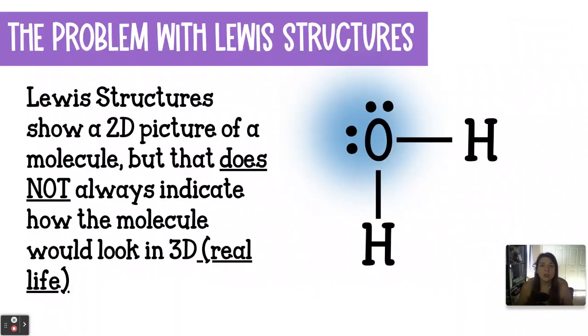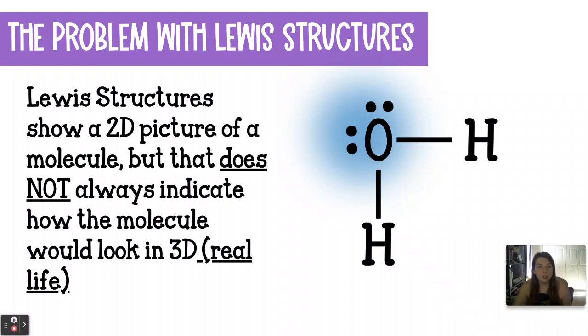So when we look at Lewis structures, we know that a 2D picture of a molecule does not indicate the way a molecule would look in 3D. So if you took a picture of yourself, your photograph would be flat, but we know that that's not really what you look like in real life. You ever take a picture of yourself and you don't like it? That's probably because one is 2D and you exist in 3 dimensions. That's kind of why they're different.